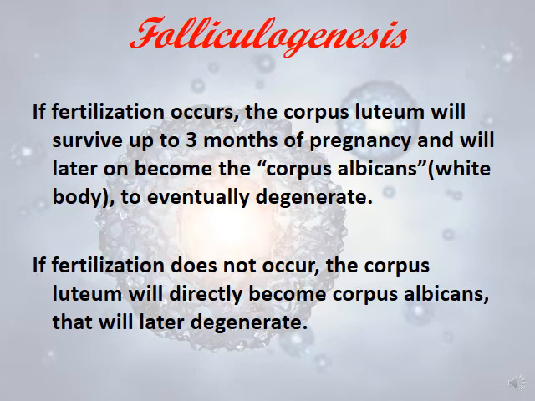While if fertilization doesn't occur, the corpus luteum will directly become the corpus albicans that will later degenerate. So the difference is, if we have fertilization, the corpus luteum will persist for about 3 months during pregnancy and then become the corpus albicans, the white body, to eventually degenerate. If no fertilization occurs, it will directly become the corpus albicans.